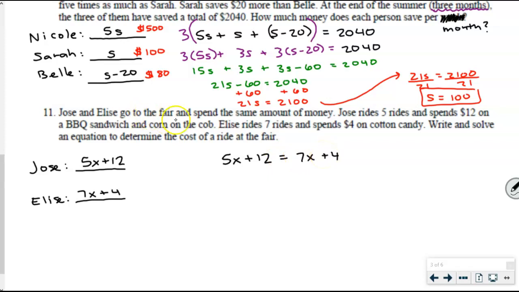Exactly, because they spend the same amount of money. So this represents how much money Jose spent. This is how much money Elise spent. We set them equal to each other because they spent the same amount. So it's equal, it's balanced, it's the same. Jaden, what's my first solving step?